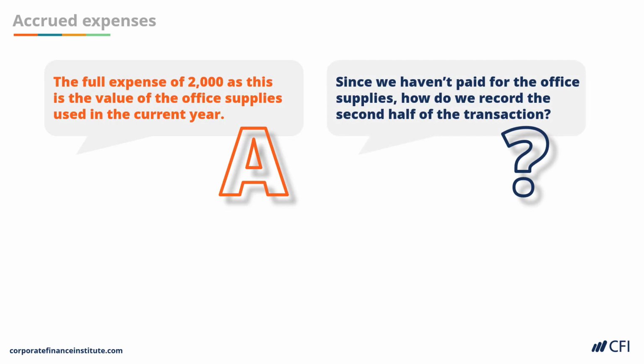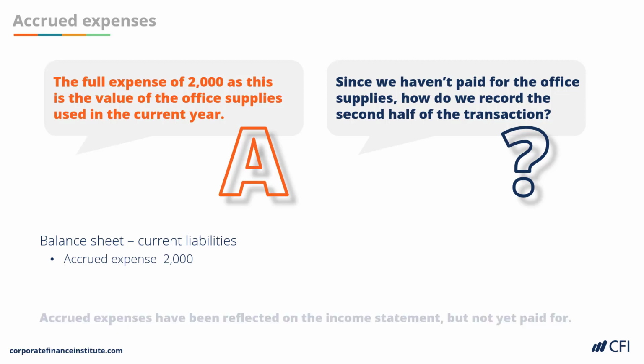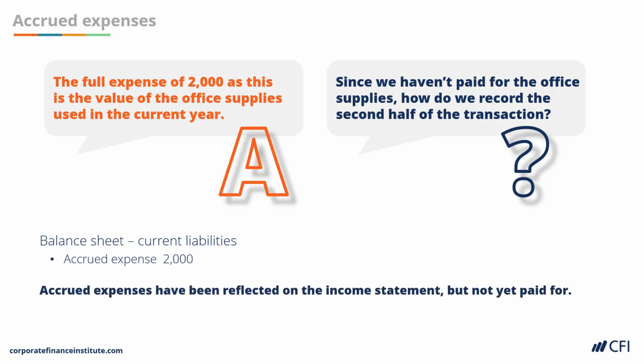But then the question is, since the company didn't actually pay for the office supplies in the current year, how do we record this second half of the transaction, which is the amount owed? The answer is we record it as a current liability on the balance sheet. The amount is called an accrued expense. It is recorded as a current liability because we will have to pay the expense within the next year. So, in summary, accrued expenses are expenses that have been reflected on the income statement but have not yet been paid for. They will go on the balance sheet as an accrued expense.